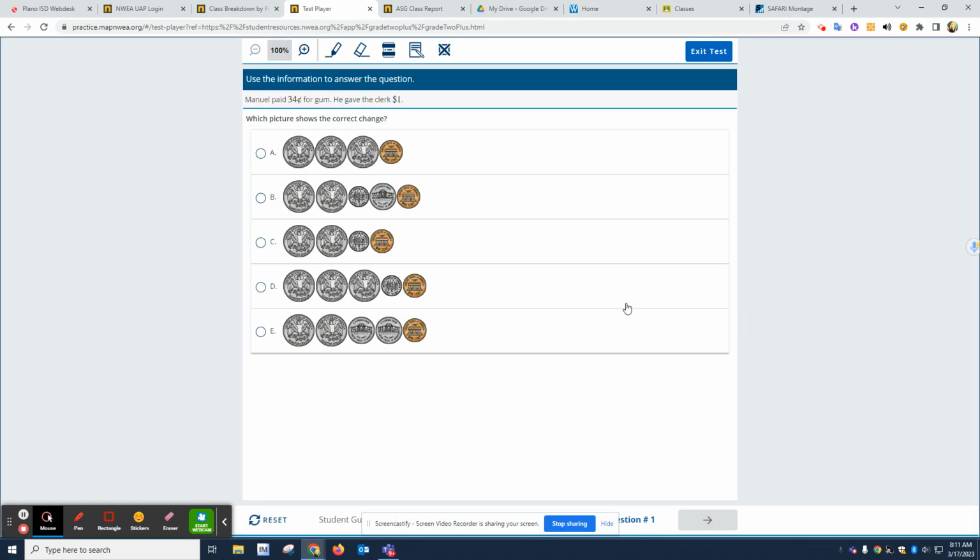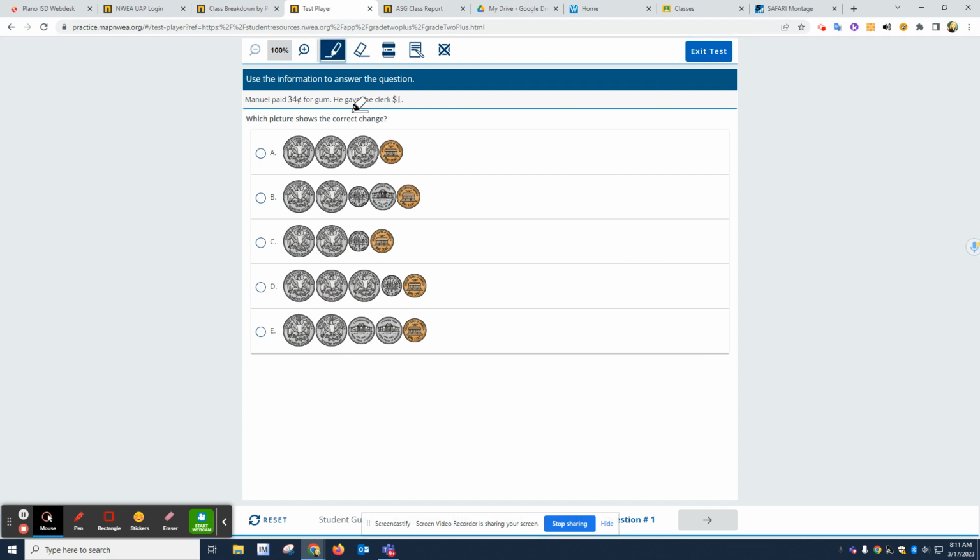So our expectation is that you highlight keywords in the question. So I'm going to take a look at this question. Manuel paid 34 cents for gum. He gave a clerk $1. Which picture shows the correct change? And remember what they said on the video for highlighting, that sometimes you can't highlight graphics, and this is obviously a graphic because I can't highlight it.